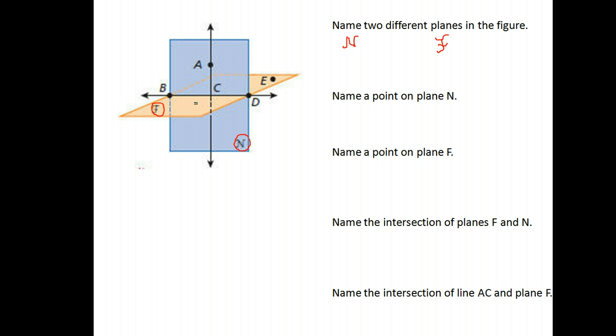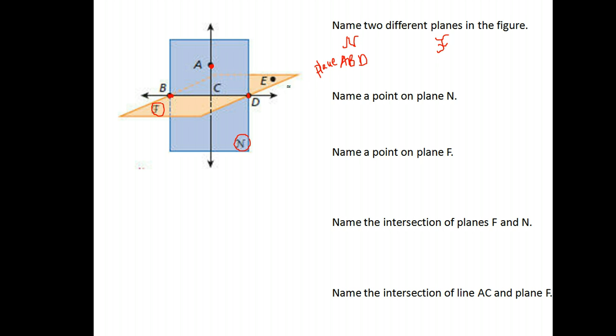So let's look at plane N. B is on that plane, goes right through it. D is on that plane. A is on that plane. We wouldn't want to do B, C, D because notice they're in a straight line together, and that would just be a straight line. You have to have something that goes up into the plane. So A, B, D is another name for plane N.